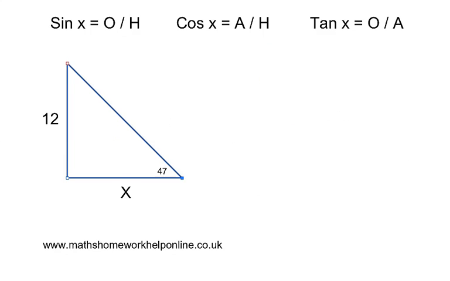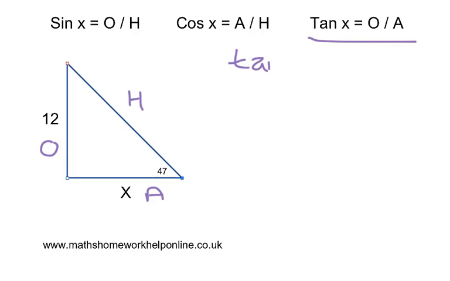Right, let's look at our final example. Again, label the sides. So we've got the hypotenuse, the adjacent side and the opposite side. And when we look at the information we've got, we know O and A, and therefore we need to use tan x because that uses O and A. So let's substitute that into the equation.